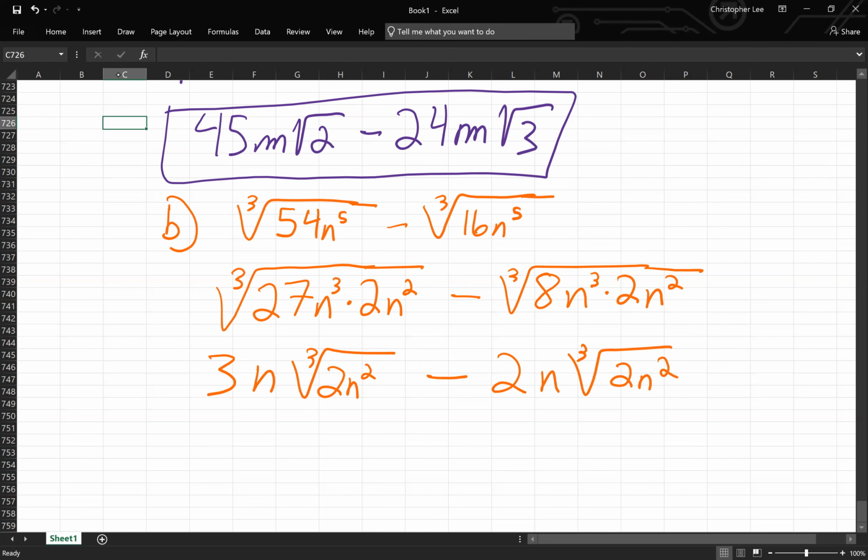They have the same radicand and the same index. 3 minus 2 is 1, right? So this is going to be n cube root of 2n to the second. And then that's that. I don't think anything on your homework is that complicated. That was just for fun.